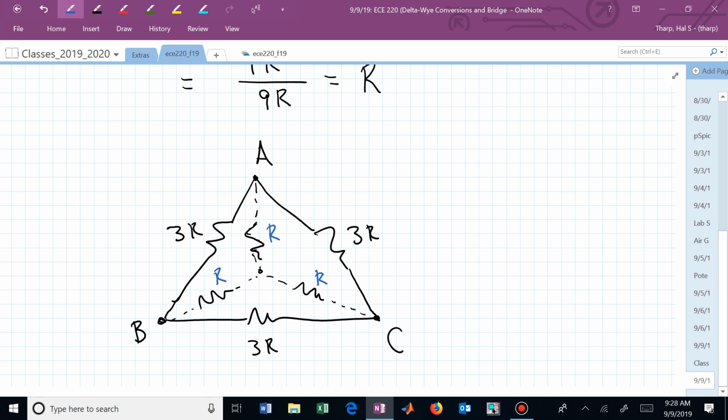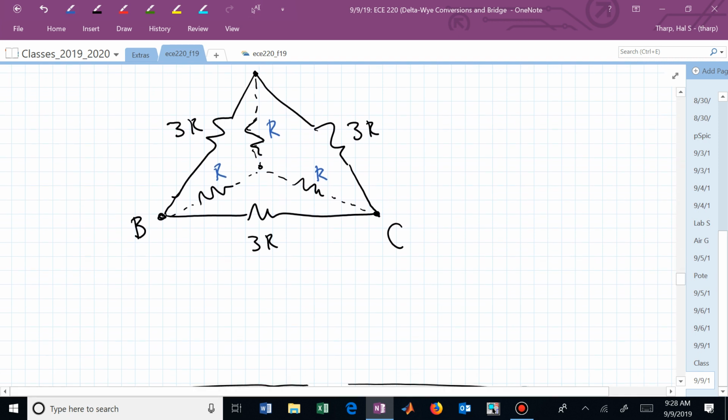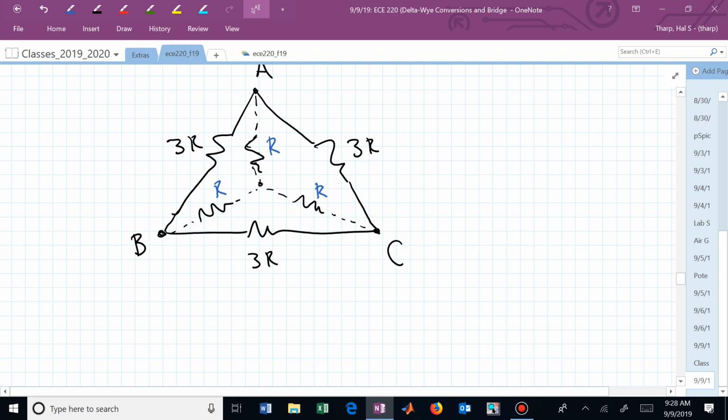Or vice versa, if you now see a Y connection in a network of resistors and you say, I could simplify this better if they were in a delta connection, you would then triple their numerical value and replace the Y set with R's. And now you might be saying, well, I'm not going to remember all of that. Well, remember the picture.